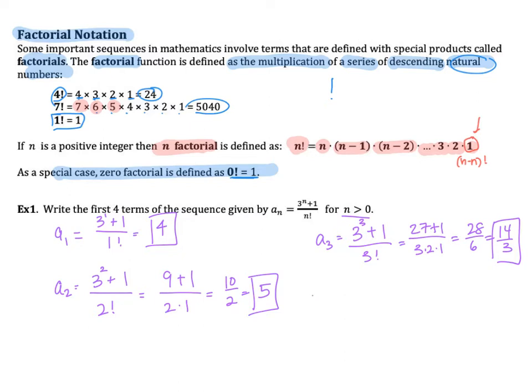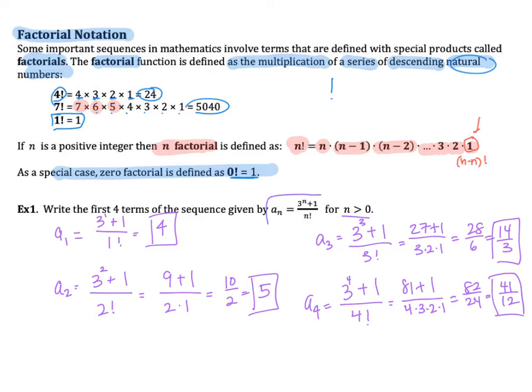And finally, a sub 4, I'm going to get 3 to the fourth power plus 1 divided by 4 factorial. Well, 3 to the fourth power is 3 squared times 3 squared, which is 9 times 9, which is 81 plus 1 divided by 4 times 3 times 2 times 1. 81 plus 1 is 82. 4 times 3 is 12. 12 times 2 is 24. They are both even, so that would be divisible by 2. So I'm going to get 41 twelfths. And there are my first 4 terms of the sequence defined by this rule right here.